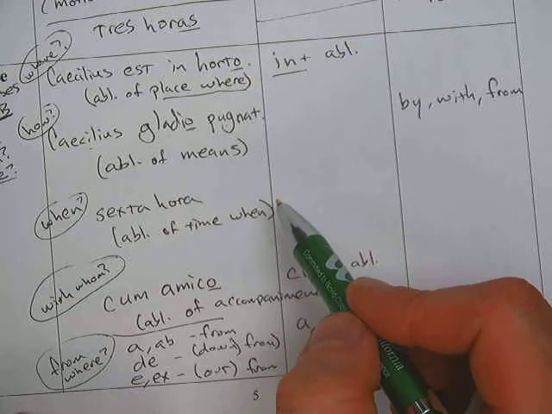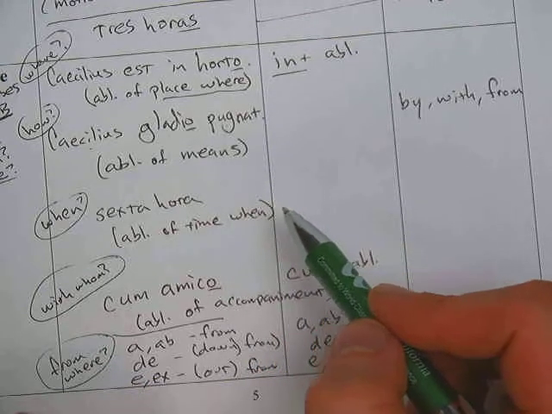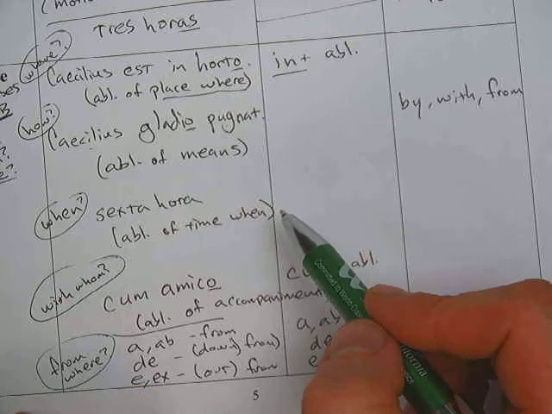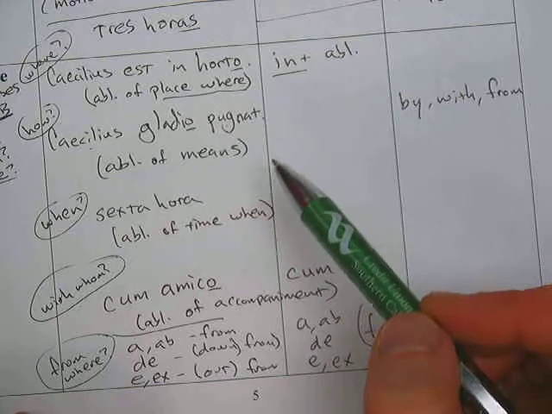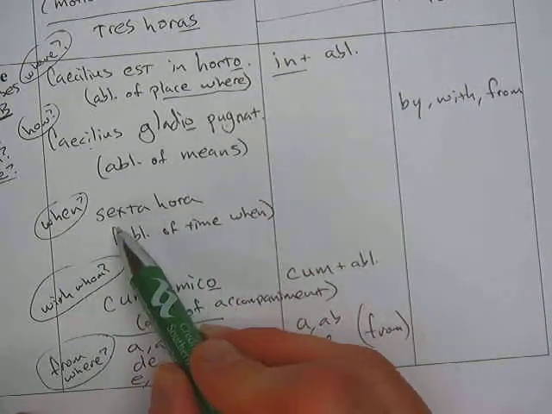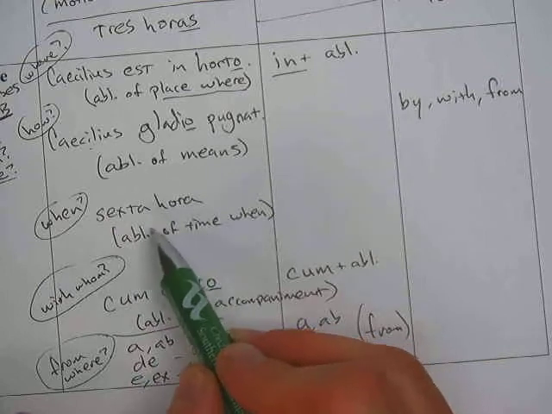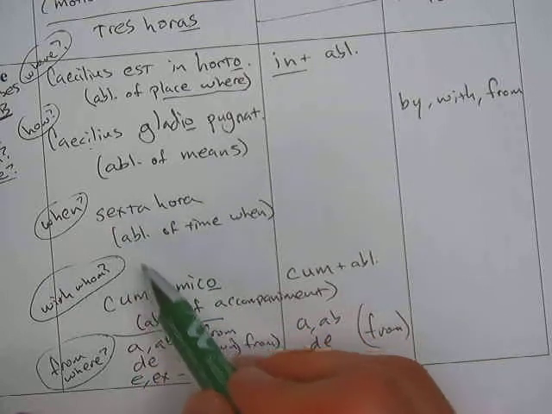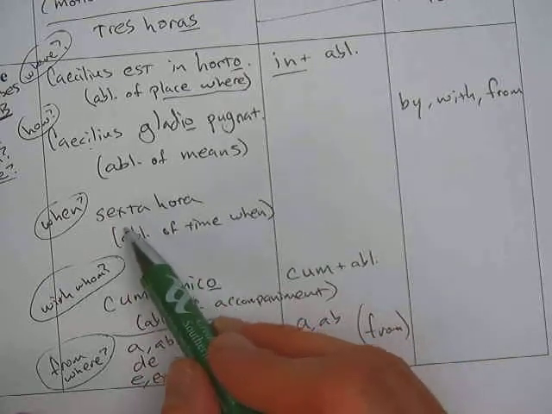Like you say, harpasto ludit, he plays with a football. Harpasto ludit. Well, that's true, but in English you could just say he plays football, right? And we don't say he plays with a football, but that's the sense in Latin, that he plays with a football. Another one is sexta hora. You could put a preposition with that.